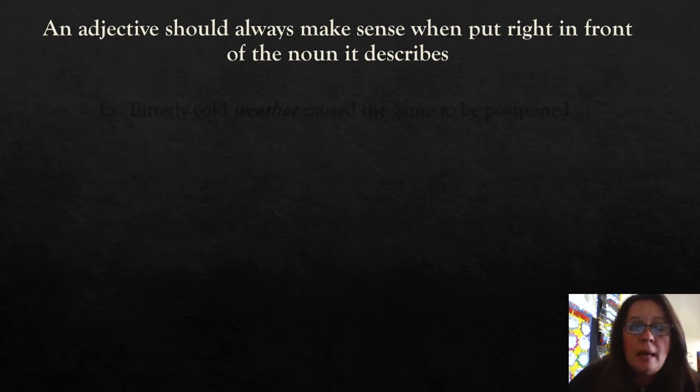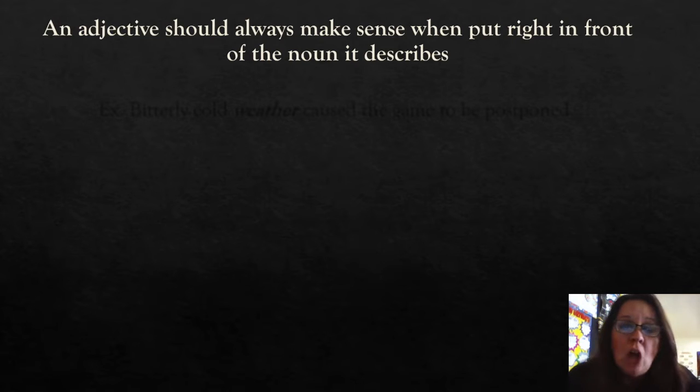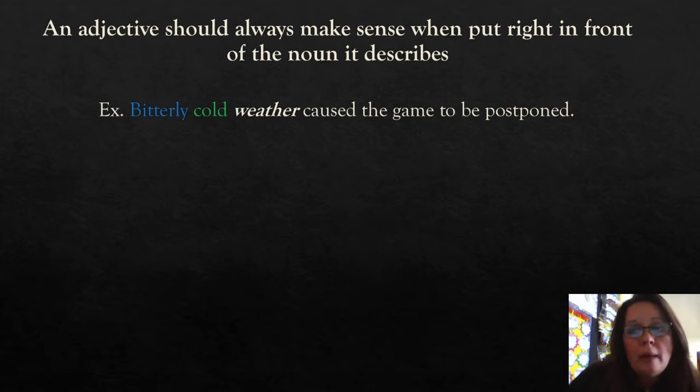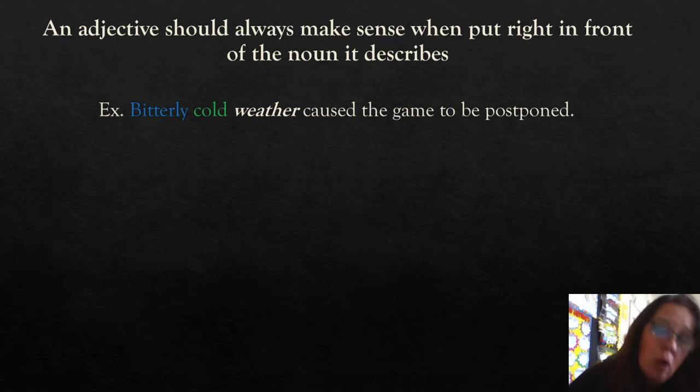So let's first talk about an adjective. An adjective should always make sense when put right in front of the noun it describes. So let's look at our sentence. Bitterly cold weather caused the game to be postponed. Well, in this case, we're looking for an adjective. We're going to look at the word weather because that's our noun. And we have to decide, is it bitterly weather or is it cold weather? Well, in this case, cold is describing weather. So you see it's put right in front of the noun it describes. And it is considered our adjective.